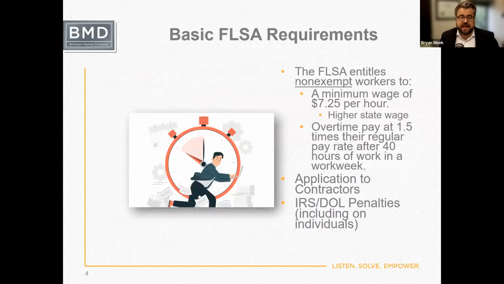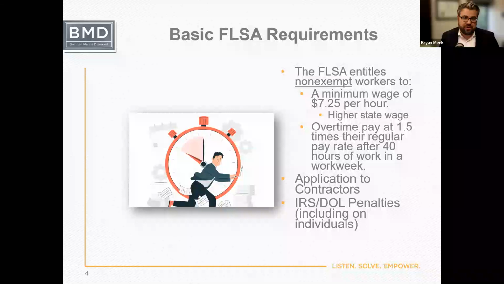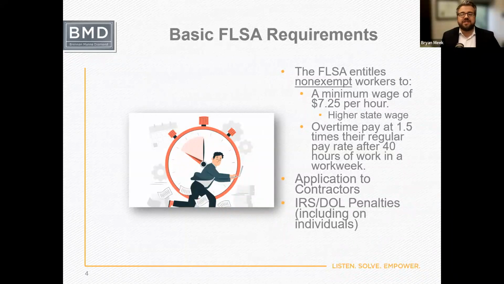So the FLSA basic requirements, as contained on the screen now, the FLSA entitles non-exempt workers to at least minimum wage per hour. Currently at the federal level, that's $7.25 an hour, obviously very low. Most states have higher minimum wages, and we have to follow those higher minimum wages. It also establishes that employees must be paid at least time and a half for overtime. So any hours worked above and beyond those 40 hours must be paid at their hourly rate times time and a half.